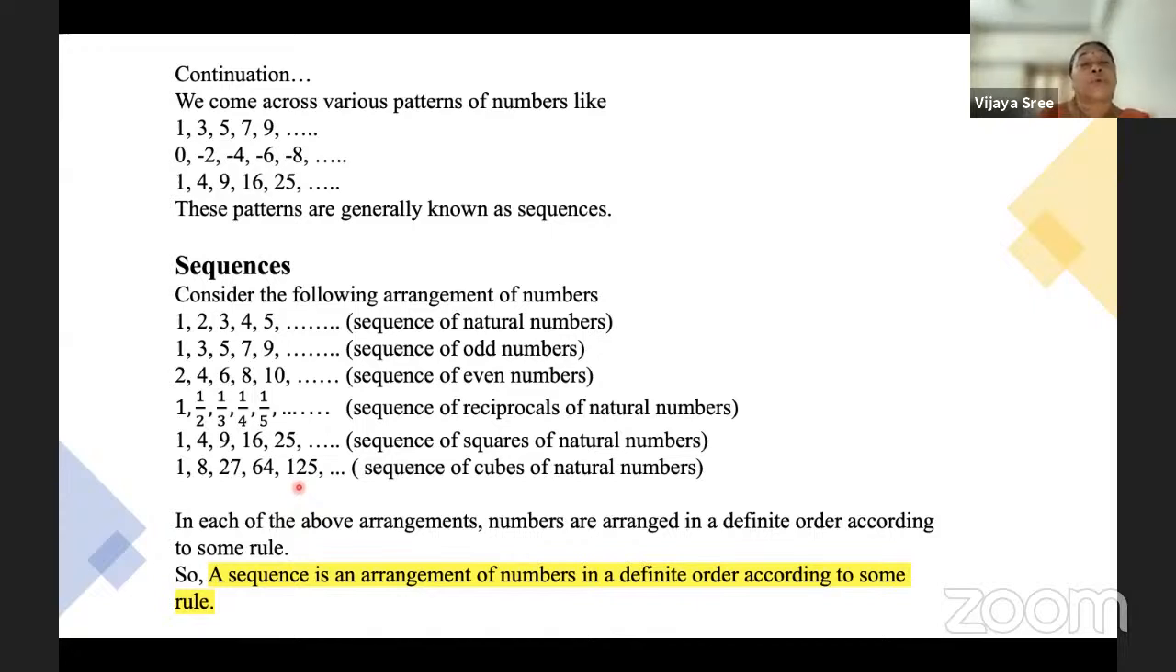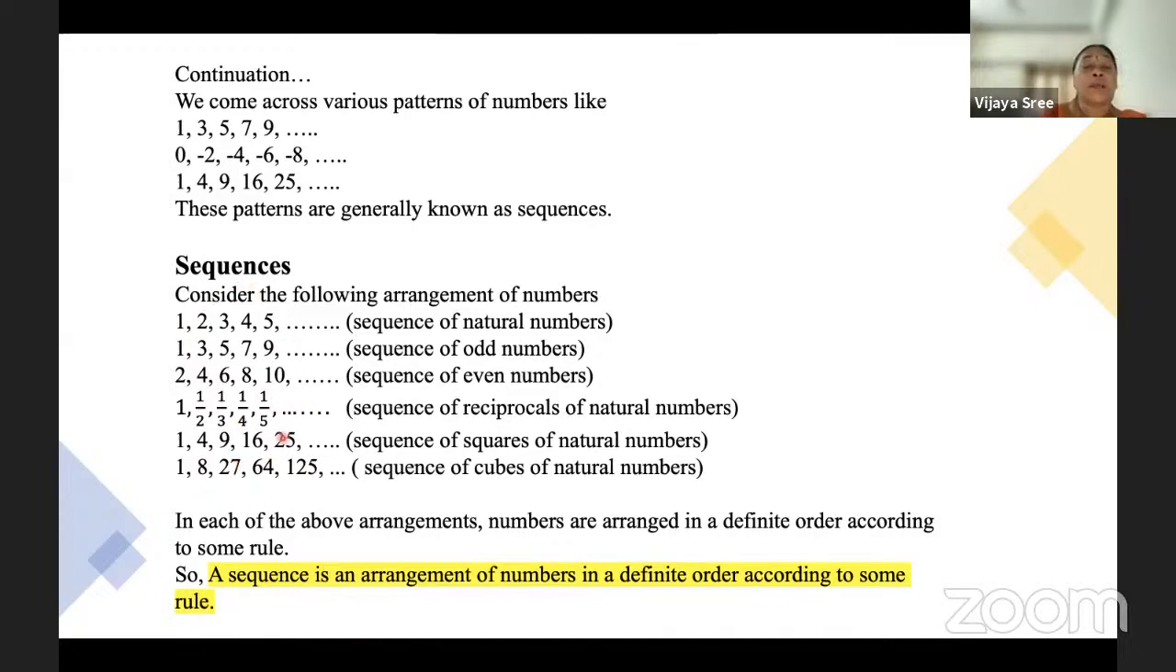Next, 5 cube. 5 into 5 into 5. 5 5 is a 25. 25 5 is a 125. Next, 6 into 6. That is 6 into 6 into 6, and so on. So in each of the above, these are all arrangements of numbers.